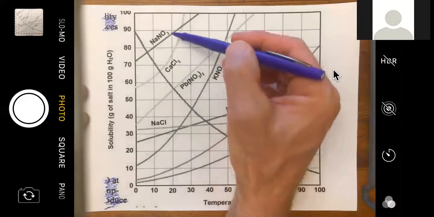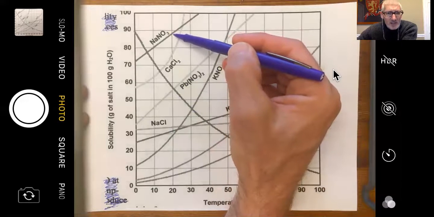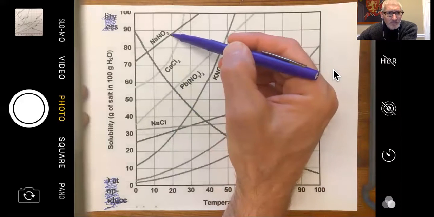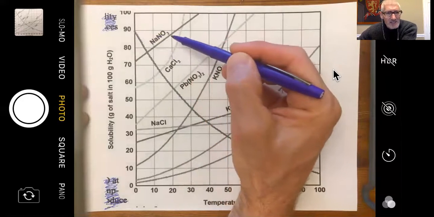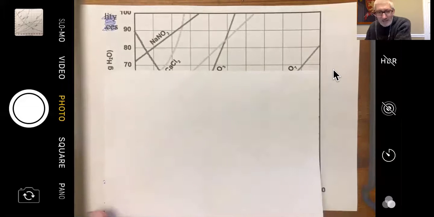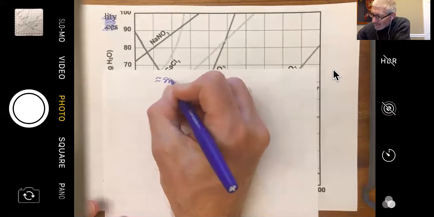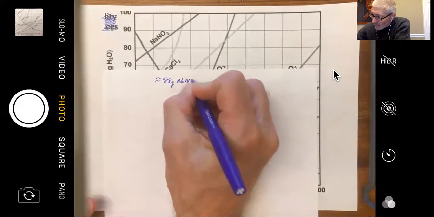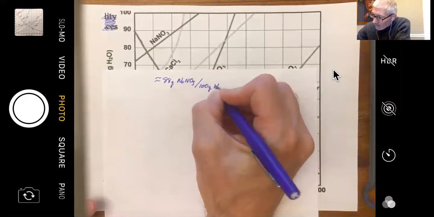At 20 degrees Celsius, what does that point look to be about? Like 88, 87. Yeah, 87 or 88. So that would tell me that I would be able to dissolve 87 or 88 grams of NaNO3. So I'm going to write this down. I can expect about 88 grams of NaNO3 per 100 grams of water.